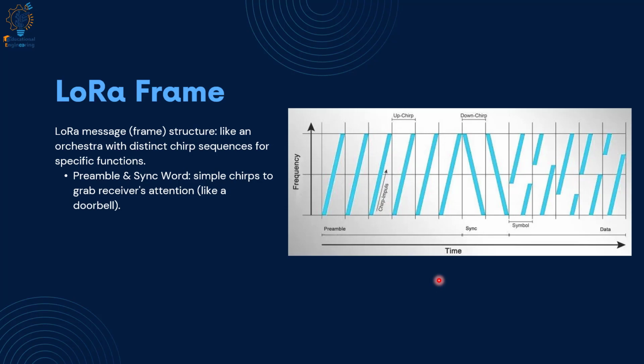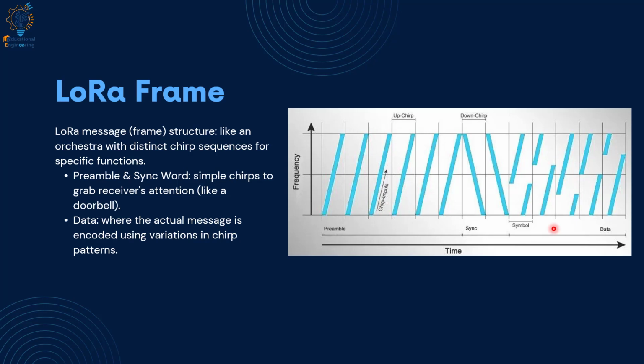But the real information is in the data part. This is where the message is hidden. The way the chirps change over time in the data part tells the radio what each symbol in the message means. But what is a symbol?